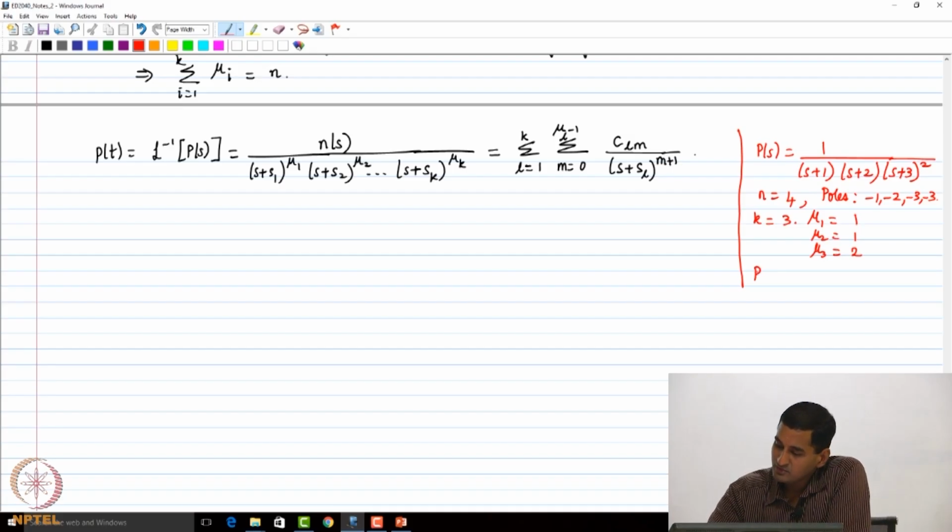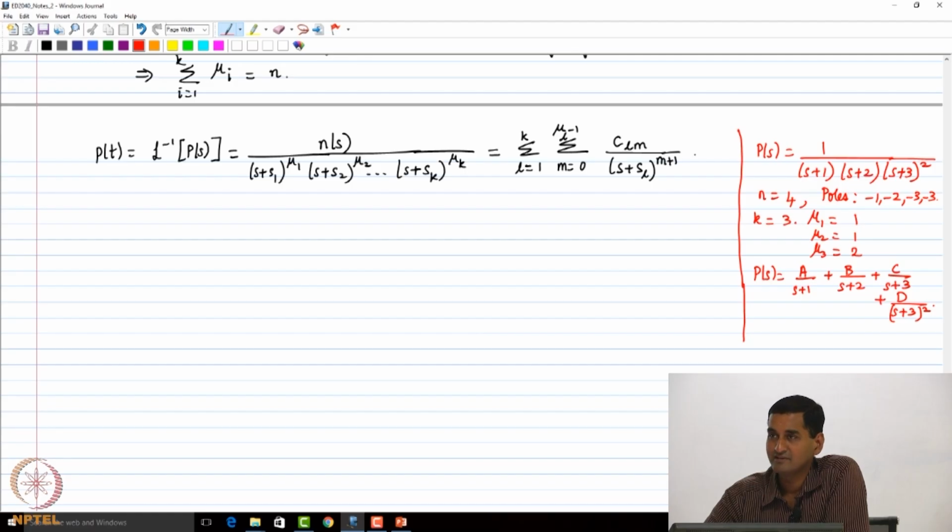Now, if you want to do the partial fraction expansion, what will we do? We will write A by (s + 1) plus B by (s + 2) plus C by (s + 3) plus D by (s + 3) whole square. That's what we would do. That's the same thing I have done in compact form using the summation. I have essentially 3 unique non-repeating poles, and for each pole I am summing inside once again, because there can be multiplicities.